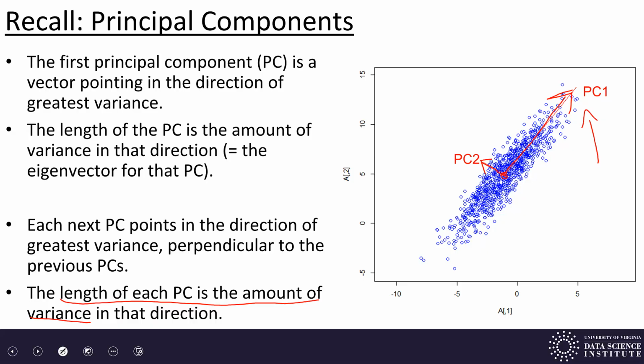And remember, the principal components can be computed as the eigenvectors of the covariance matrix for your data, and then the amount of variance in each direction are the eigenvalues that are associated with those. And we can think about the principal components as giving us the direction and the span of the ellipses if we're modeling our data as a multivariate random normal variable.